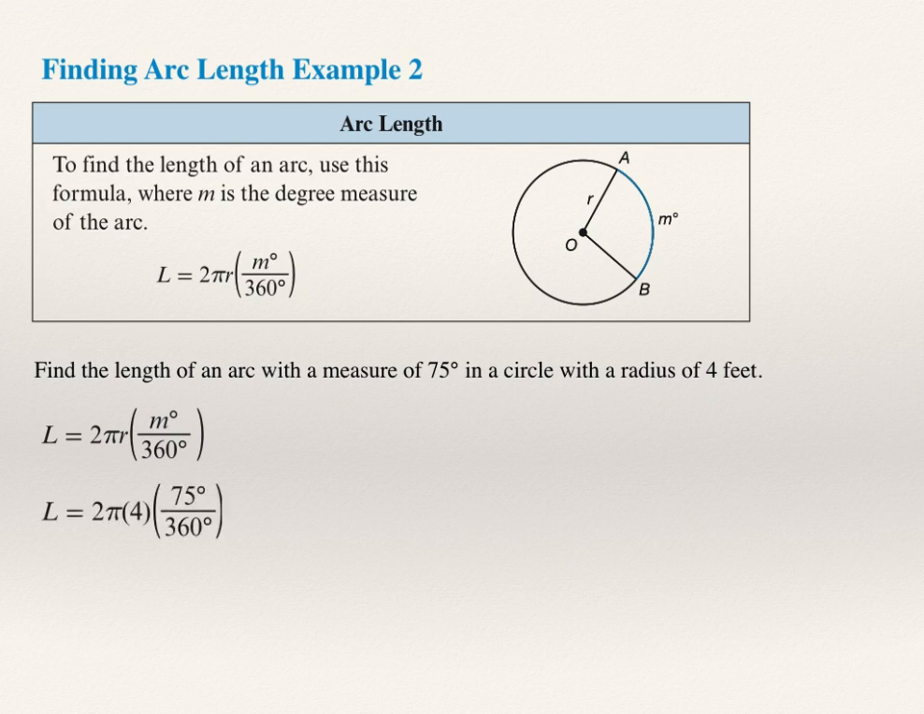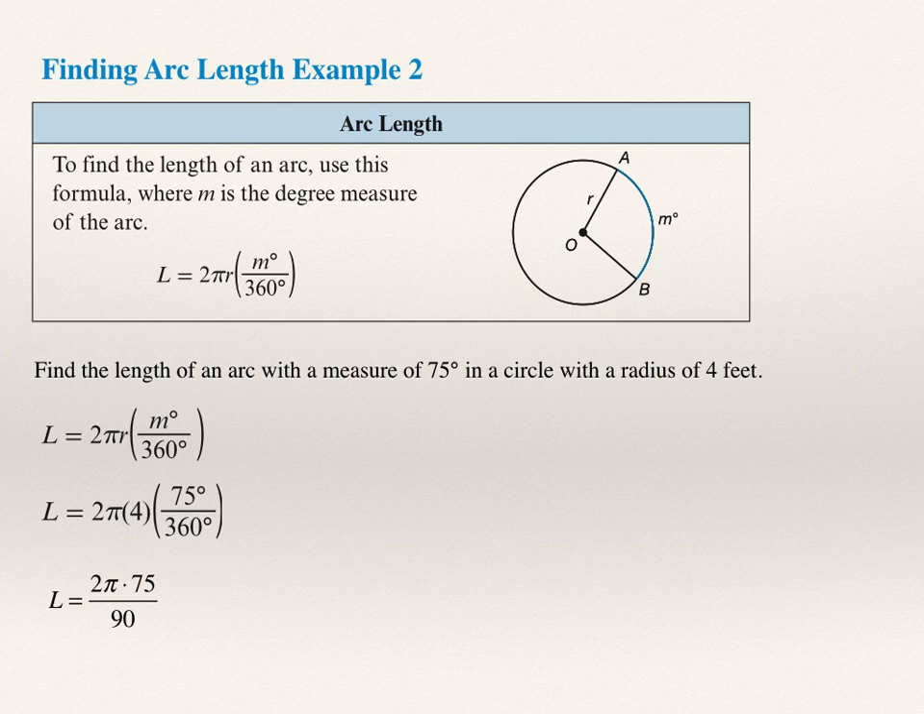And now I want to see if there's some convenient way that I can simplify this expression without going to a calculator. Is there something I can do? I'm noticing that 4 and 360 can both be divided by 4. And so 360 divided by 4 being 90. So I can rewrite my expression this way.